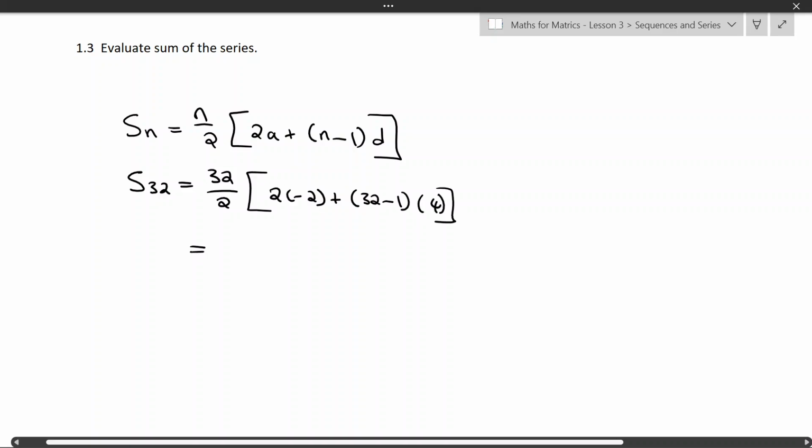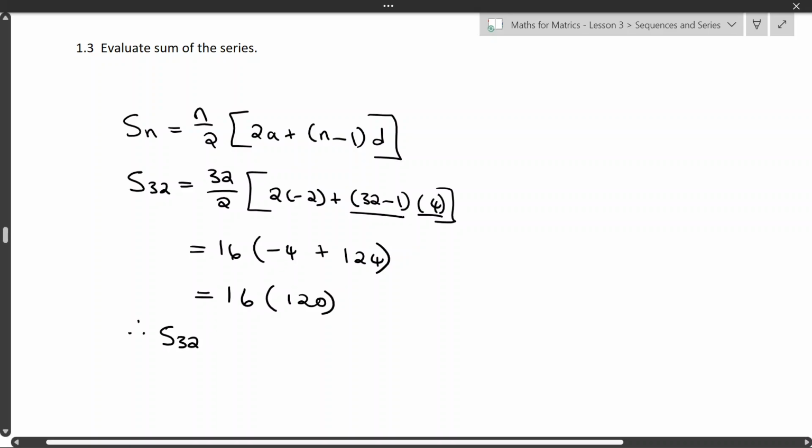32 divided by 2 is 16. 2 times minus 2 is minus 4. And 32 minus 1 is 31, times 4 is 124. 124 minus 4 is 120. And 16 times 120 is 1920. Therefore, the sum of the first 32 terms of the series is equal to 1920.